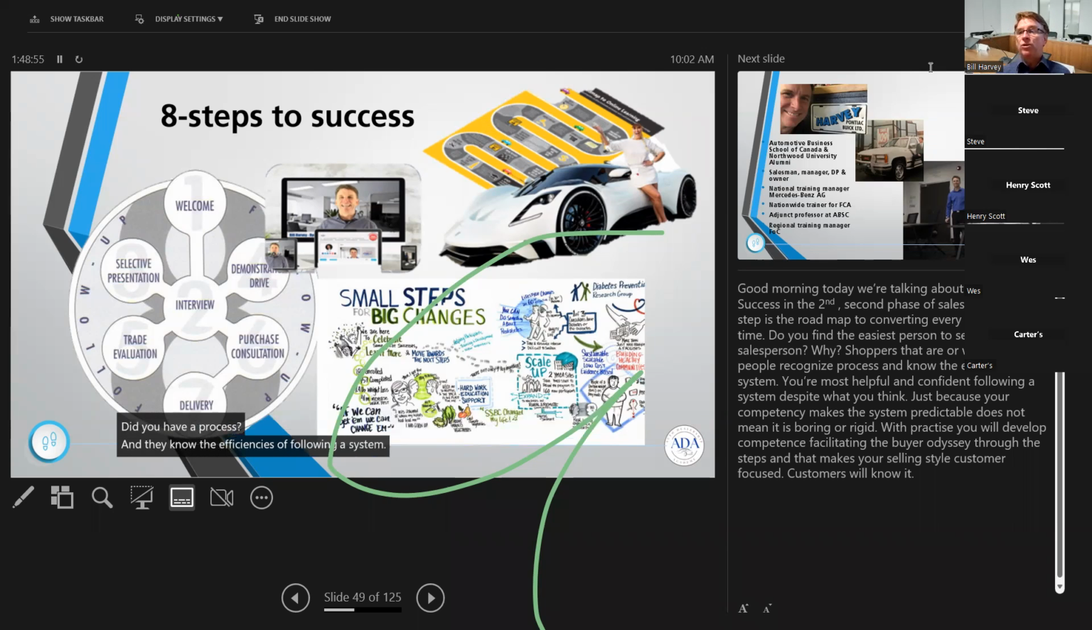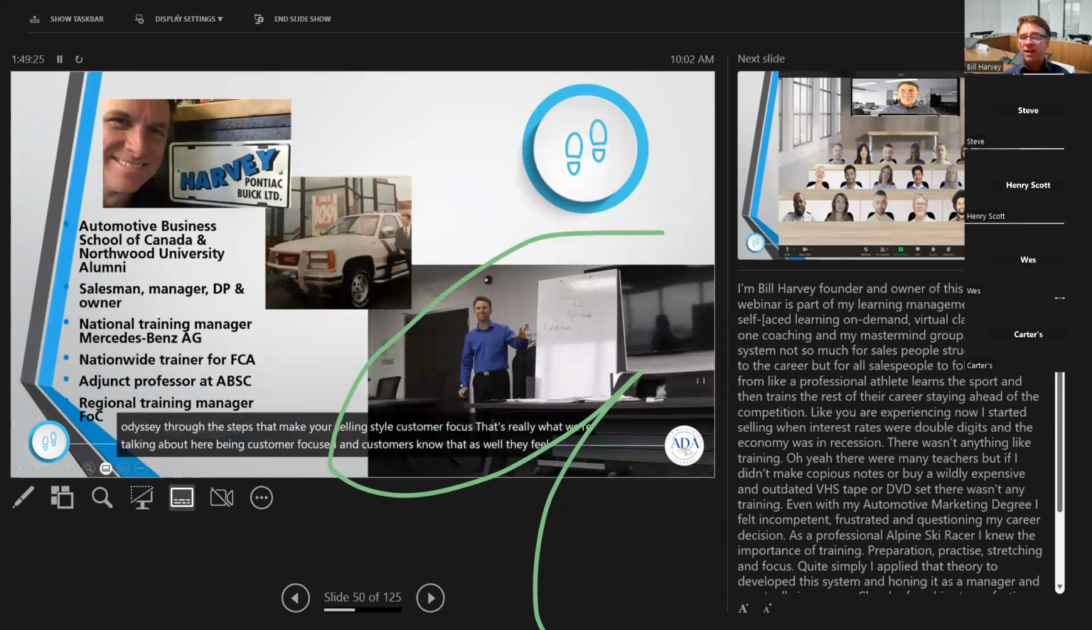I believe that these shoppers that were or are salespeople in the same industry or a different industry recognize that you have a process, and they know the efficiencies of following a system. We know that we are most helpful and confident following a system. Competency makes the system predictable, but that does not mean it's boring and rigid. With practice, you'll develop competence facilitating the buyer odyssey through the steps that make your selling style customer focused. That's really what we're talking about here, being customer focused. And customers know that as well. They feel it, they sense it, which is great.